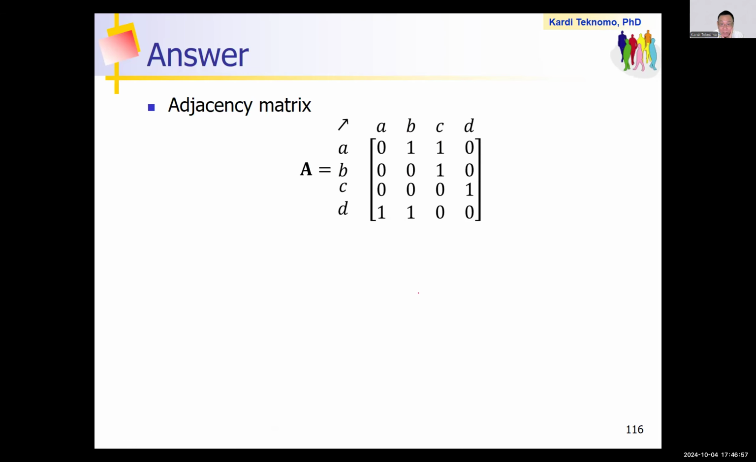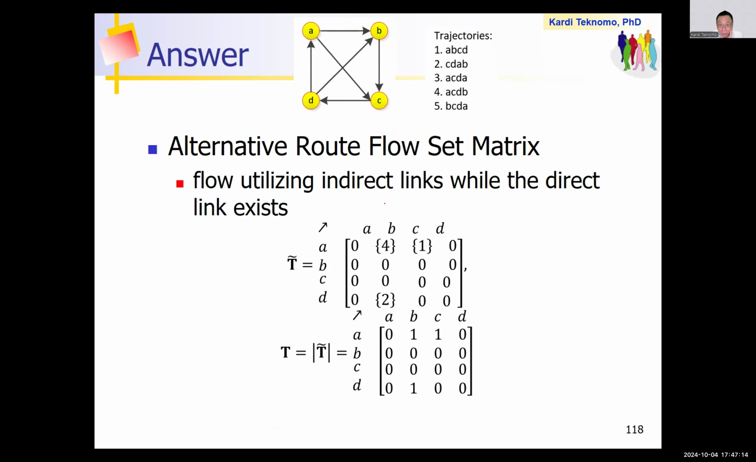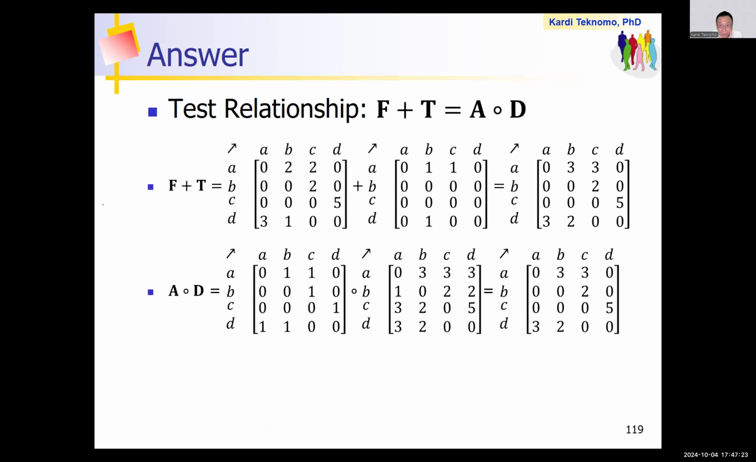So this is an example. You have the adjacency matrix from a while ago. From this trajectory, you can create the flow matrix and the OD matrix, and then you can also get the alternative route. And then you can test whether this relationship is true or not.